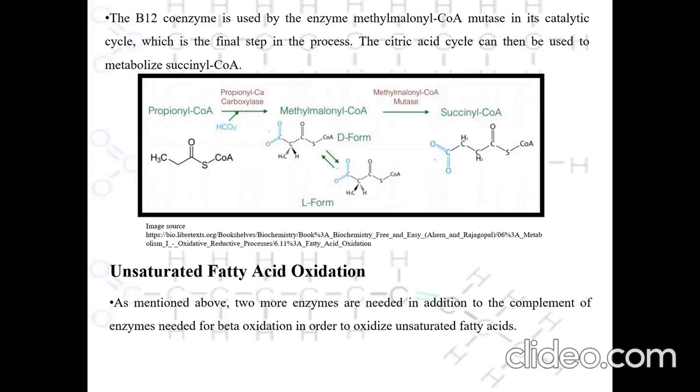Here there is a pictorial description of what we are reading about. Next one is unsaturated fatty acid oxidation. As mentioned above, two or more enzymes are needed in addition to the enzymes of beta oxidation to oxidize unsaturated fatty acids.